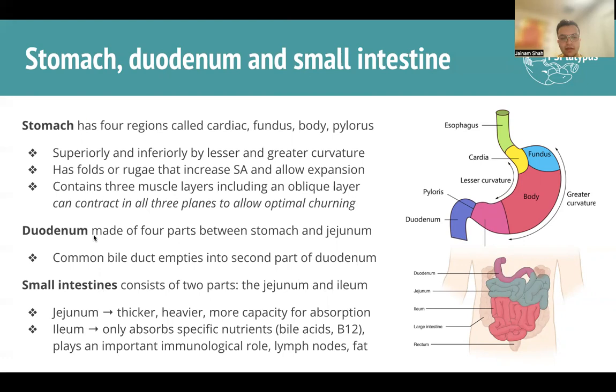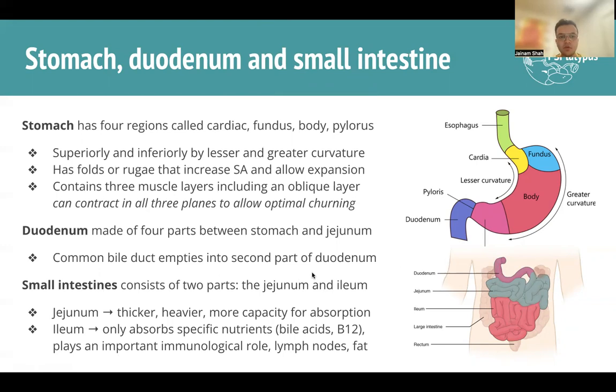So that's going to be between the stomach and the jejunum. The main thing to remember here is that the common bile duct, which we'll discuss in a couple of slides' time, empties into the second part of the duodenum. So you've got 1, 2, 3, 4. It empties into the second part, which is the part that sort of goes downwards here.